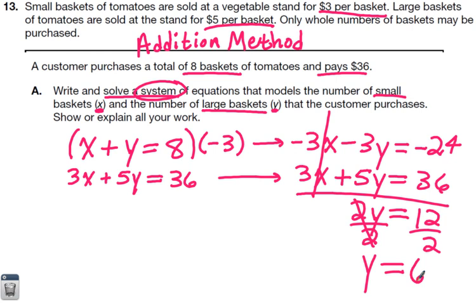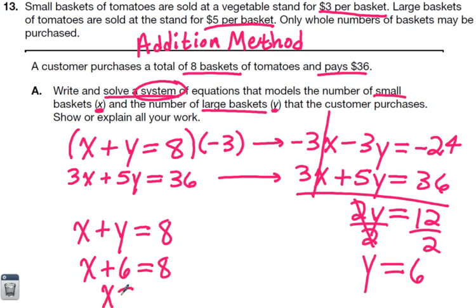So what was y in the first place? The number of large baskets. So there were 6 large baskets. And if you think about the original equation, how when you add the two numbers of baskets together, you get 8. If you want to think of it as literally plugging in 6 for y, you're going to figure out that x equals 2. Okay? So, final answer: 2 small baskets and 6 large baskets.